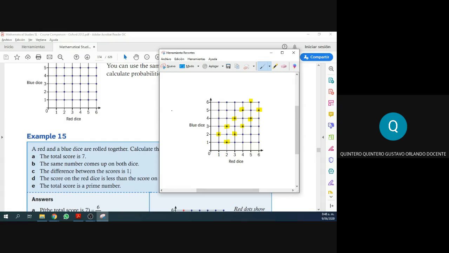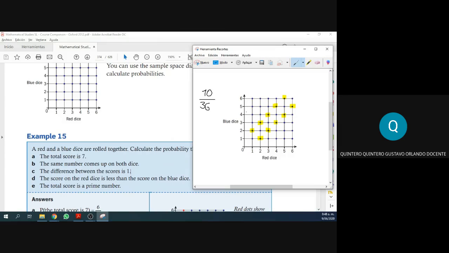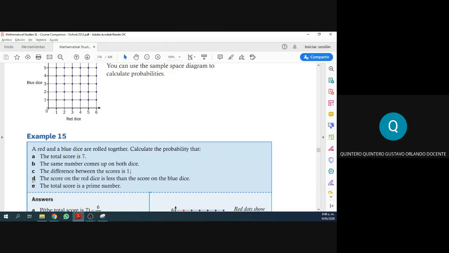So our probability will be over 36, because we have 36 possibilities. And how many are our success? We have 1, 2, 3, 4, 5, 6, 7, 8, 9, and 10. So the success will be 10. Probability 10 over 36. That's simple. All right, let's do another one.